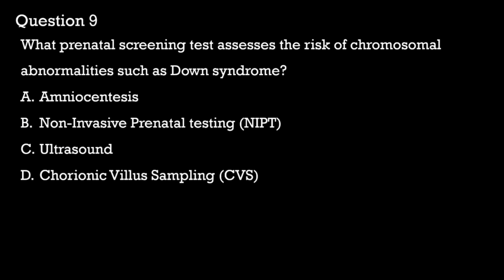Question 9. What prenatal screening test assesses the risk of chromosomal abnormalities such as Down syndrome? A. Amniocentesis. B. Non-invasive prenatal testing. C. Ultrasound. D. Chorionic villus sampling or CVS. Amniocentesis is an invasive diagnostic test that is performed at about 15 to 20 weeks, and it provides a definitive diagnosis. It's not just a risk assessment.